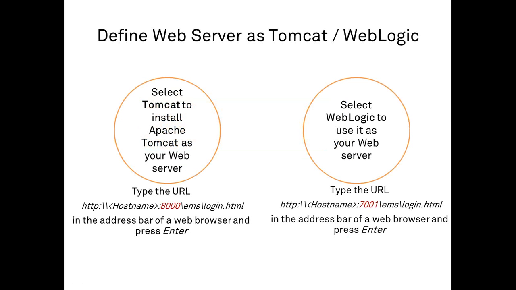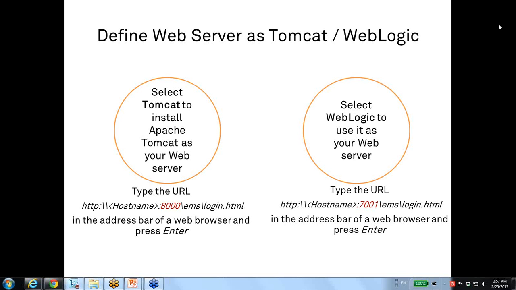First one is, as we said, in Sentinel EMS Enterprise we use a web server. The web server can be one of two, either Tomcat or WebLogic. If you choose Tomcat, then Apache Tomcat will be installed, and the default port is 8000. If you choose WebLogic, then it will be installed, and the default port is 7001.